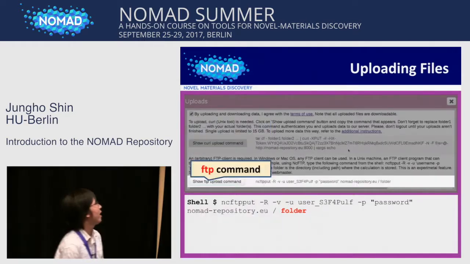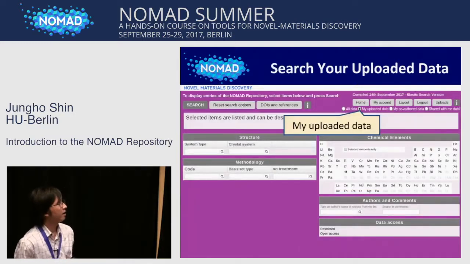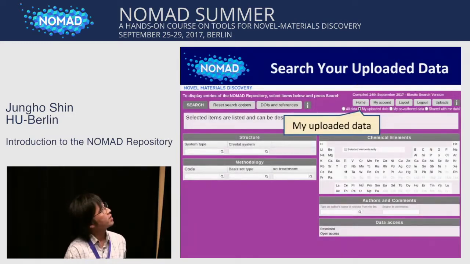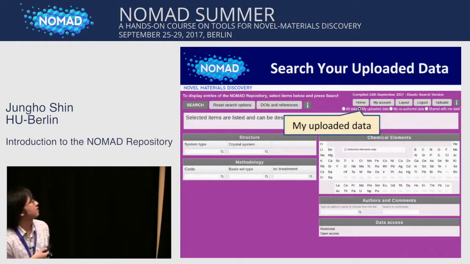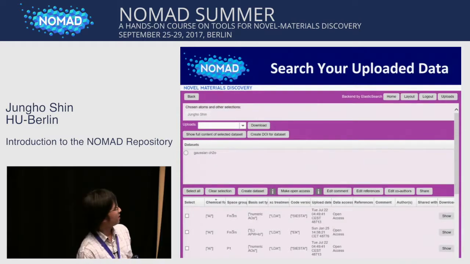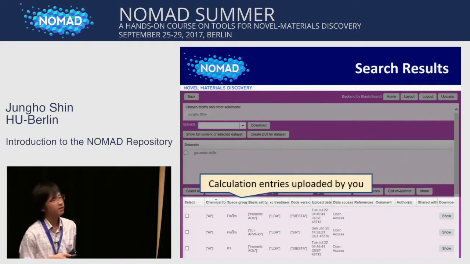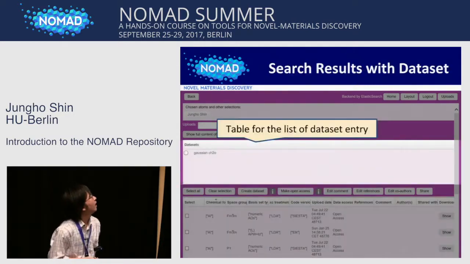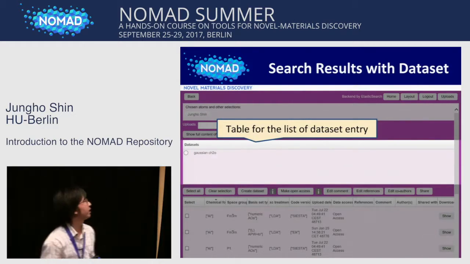The same way, the FTP command works, like this. Also here, if you check this option, my uploaded data, you can see the whole list of calculations you uploaded. Just click the search button here. Then now you see this page. Here, this part is the list of calculation entries uploaded by you. And also there is a table for the list of data set entries.